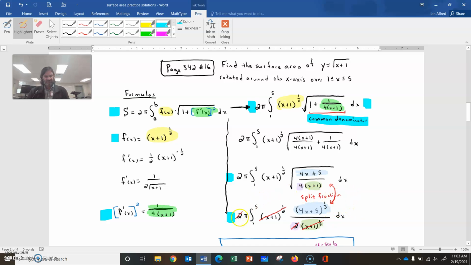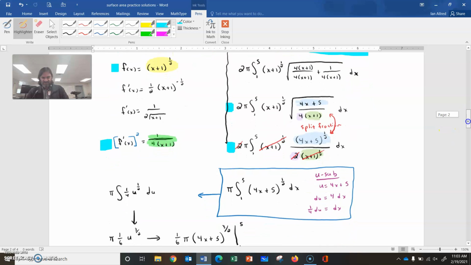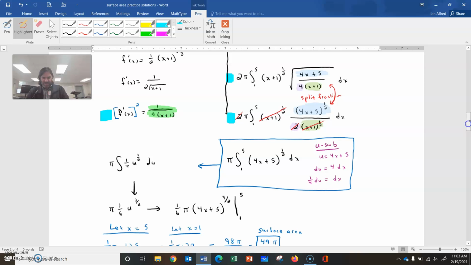I have a 2 in front of the integral, and I have a 2 that comes from taking the square root of 4 from the denominator. Those cancel out. And I have a x plus 1 to the 1/2 out front. That was the original function. And then the denominator of the function, I had x plus 1, and I'm taking the square root of that, so they cancel out. So if I cancel out what I have there, I can get down to the integral of pi from 1 to 5 times the square root of 4x plus 5.